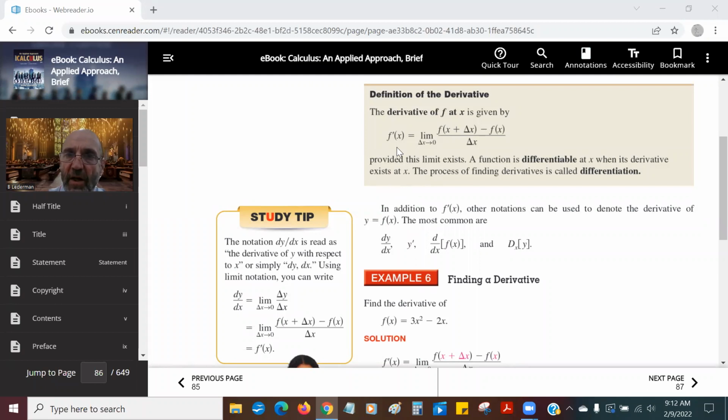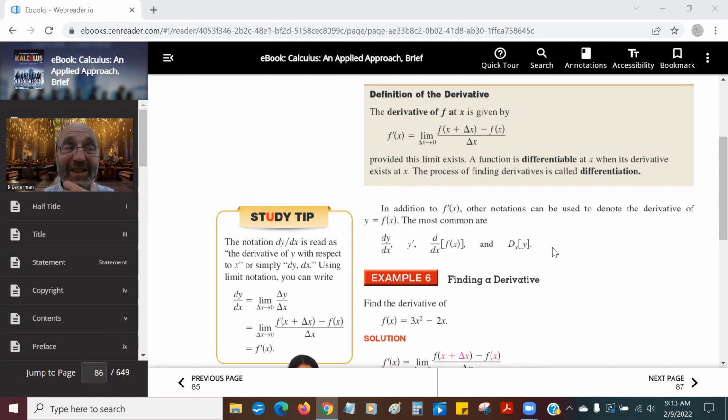Sometimes we use the terminology dy dx. Sometimes we say y prime. Sometimes we say d dx of f of x, or f prime of x. Unfortunately, there are many different notations. Why do I say unfortunate? Because it's confusing. You have all these different ways of saying the same thing. Why don't you just say it one way?